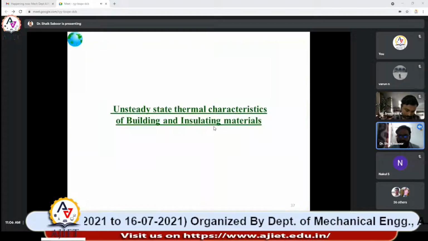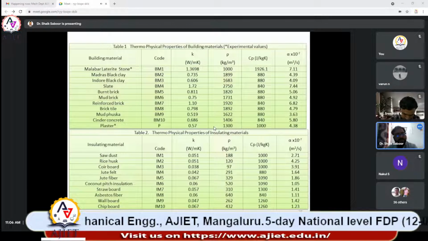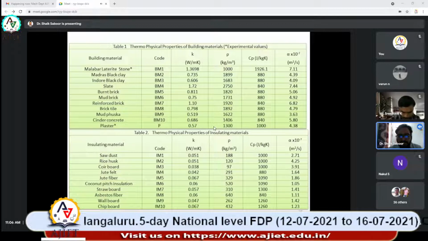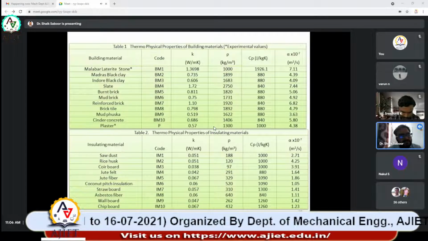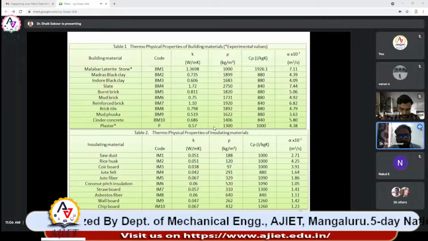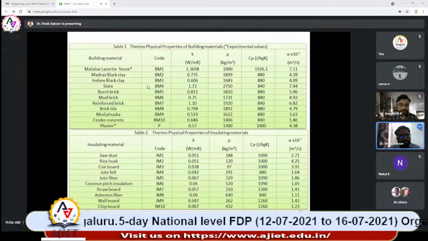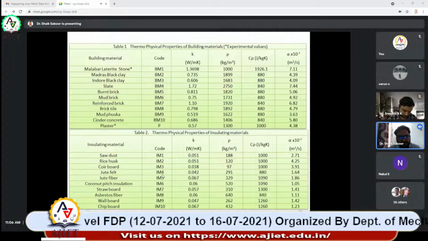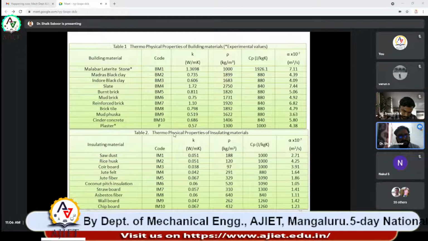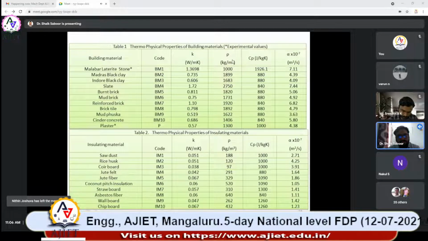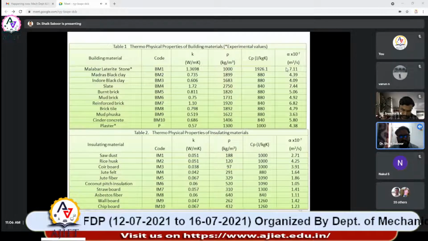We tried unsteady state thermal characteristics for various Indian materials. I think we tried for all the Indian materials available in SP41, which is a good standard for building energy calculations. Here we have tried 10 building materials and 10 insulation materials. We can see here that we explored the properties, that is thermal conductivity, density, specific heat capacity, and diffusivity. All those properties we explored with an instrument.